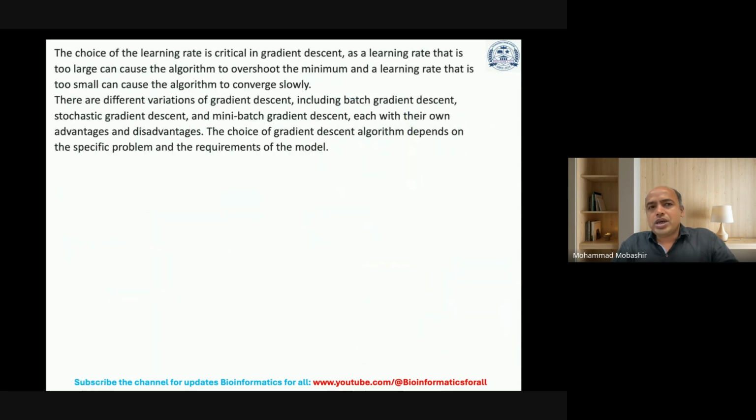Now, the choice of learning rate is crucial in gradient descent, as a learning rate that is too large can cause the algorithm to overshoot the minimum, and a learning rate that is too small can cause the algorithm to converge slowly. So there are different variations of gradient descent, including batch gradient descent, stochastic, and mini batch gradient descent, which I have discussed earlier. So the choice of gradient descent algorithm depends on the specific problem and the requirements of the model.